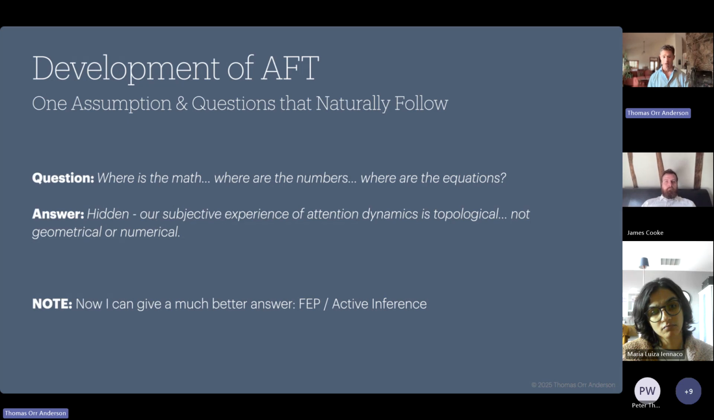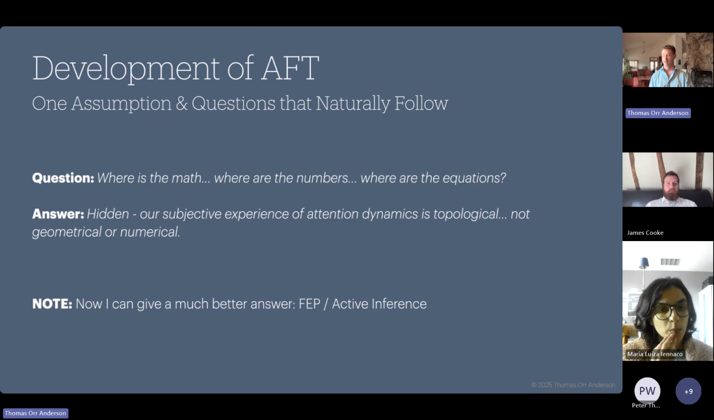And then a final question in this flow, this caricature of the development of the model: where is the math? Where are the numbers? Where are the equations? Being a good scientist, that's a good question to ask. And the answer I propose is hidden. Our subjective experience of attention dynamics is topological, not geometrical or numerical. And now I can give a much better answer.